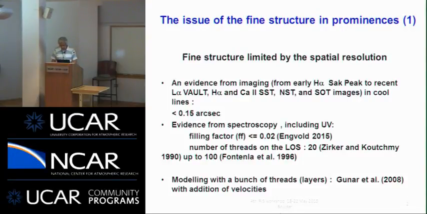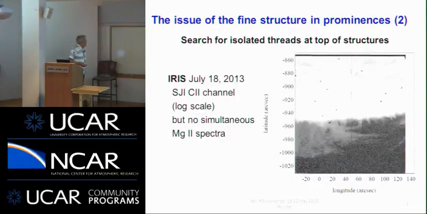And I think we used the exceptional resolution of IRIS in order to understand that. The spectrum that was shown by Petr was obtained here. So we like doing difficult things. So actually, we worked on this structure, on these small threads here. This is a carbon-2 channel in log scale. It was obtained pretty early in the mission, so there are some problems related to the calibration and so on. I will address that. The point is that there were, at this time, no simultaneous magnesium-2 spectra.